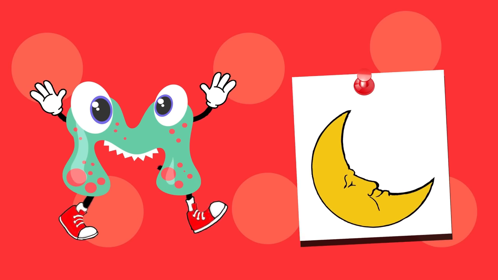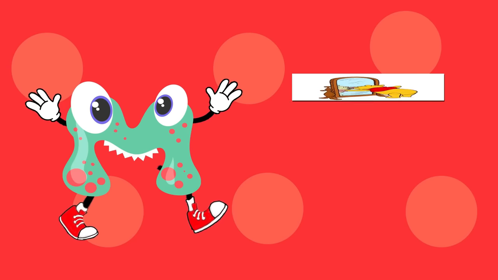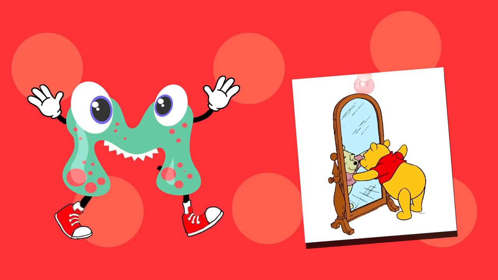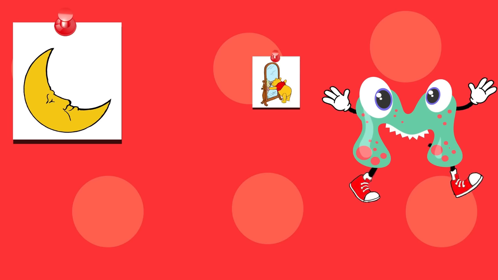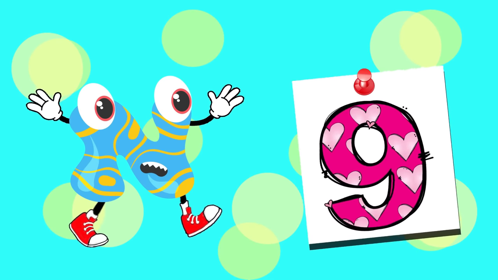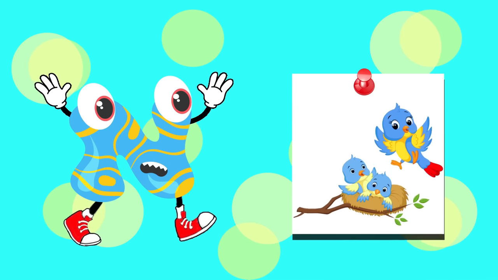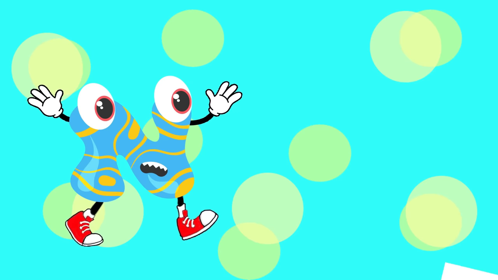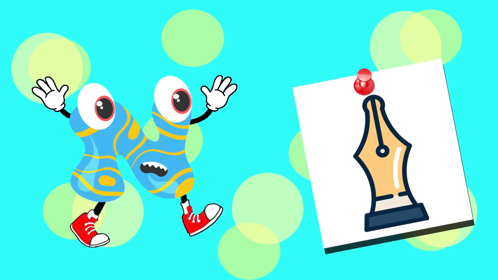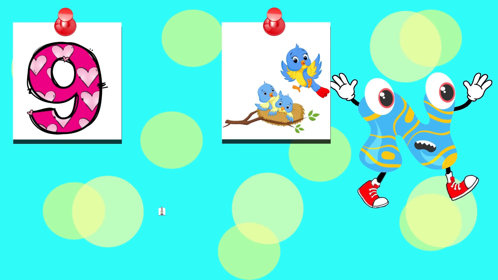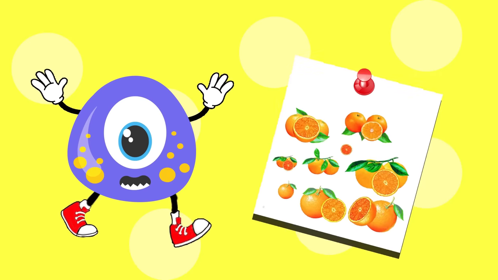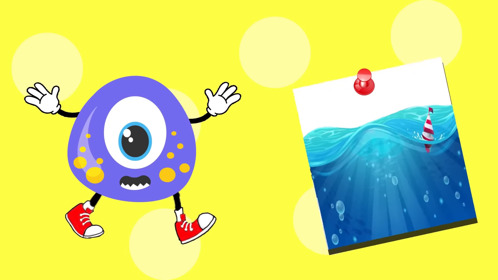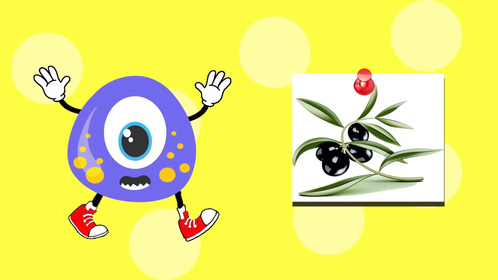M. M for moon. M for mirror. M for map. N for nest. N for nib. O. O for orange. O for ocean. O for olive.